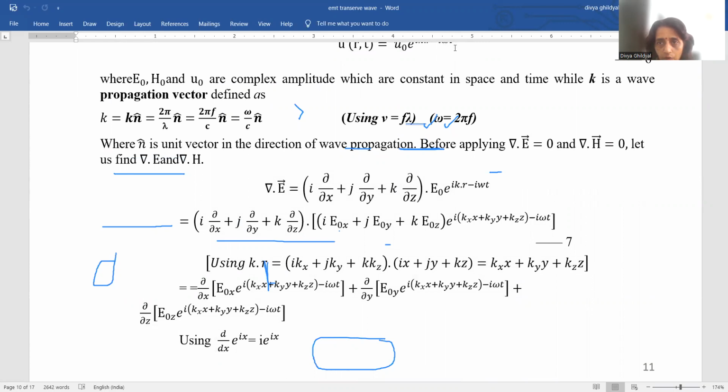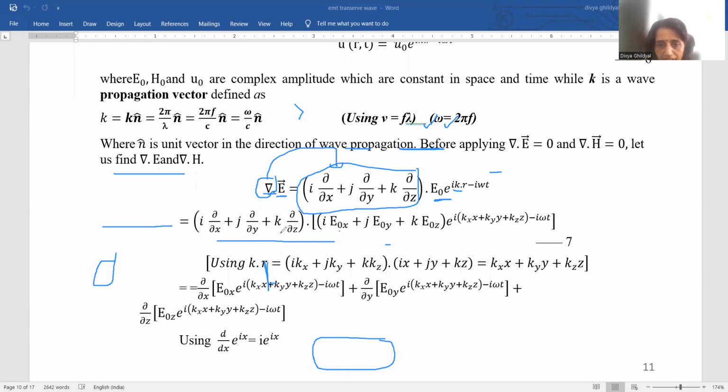Let me first introduce, though you must be familiar with the symbol del, again let me tell you, mathematically del is taken in the three-dimensional form. So del is i ∂/∂x, j ∂/∂y, plus k ∂/∂z. This is for the three-dimensional form. You are writing del. And E, right now above I showed you, equal to E naught e to the power of i k·r minus iωt. Similarly, you will be writing right now for H and U.